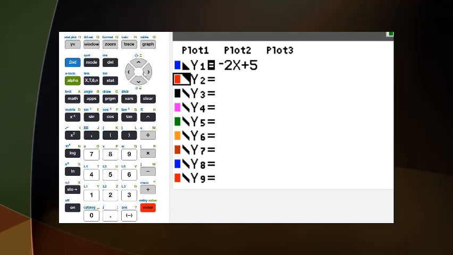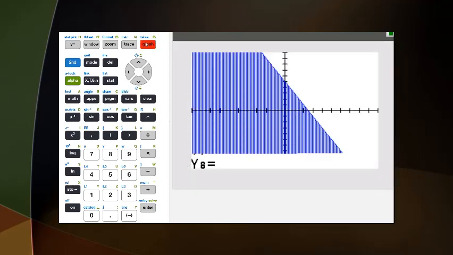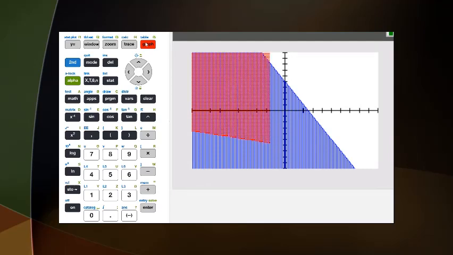And so our inequality is negative 1/4 x minus 6. And now let's hit the graph button. So there's my first equation. Here comes my second.